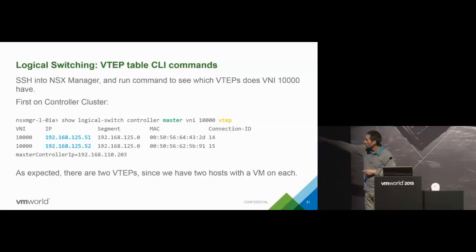What it returns for VNI 10,000 is the IP addresses of the VTEPs, the segment, which is essentially the network address of the VTEP, which becomes important when we handle replication of broadcast and non-multicast traffic, the MAC address of the VTEP, and the connection IDs, which I have a link to another blog post that talks about as well. So the output is healthy, we see that both VTEPs are here. If you see a VTEP missing and you were expecting to see it, there's a problem, right?